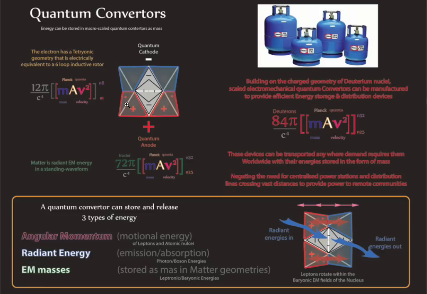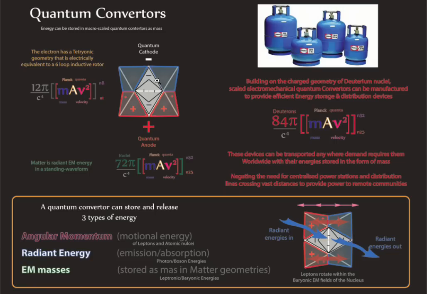And one of the things we can do as we develop Tetryonic technologies based on the theory is we can build large macro scale versions of the quantum converters. We can then transfer energy into them, charge them up if you like, and use them to run houses, caravans, even entire suburbs, thus negating the need for overhead power lines or lots of coal-fired power stations.